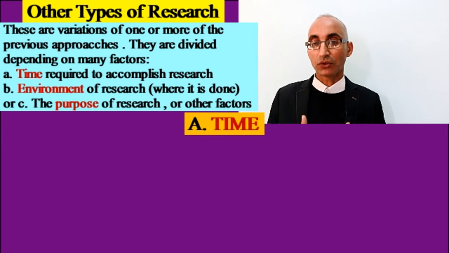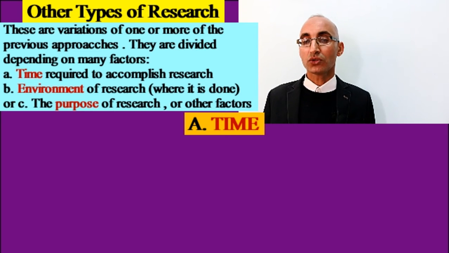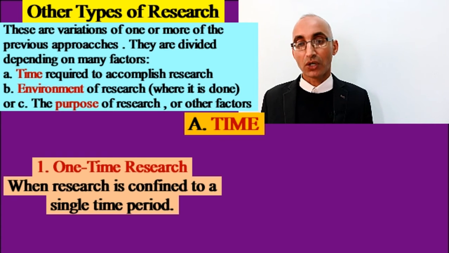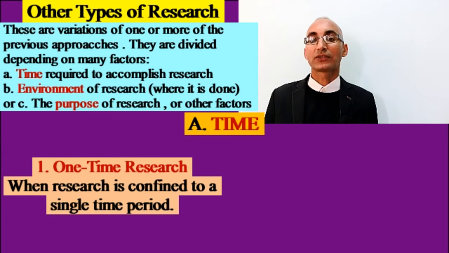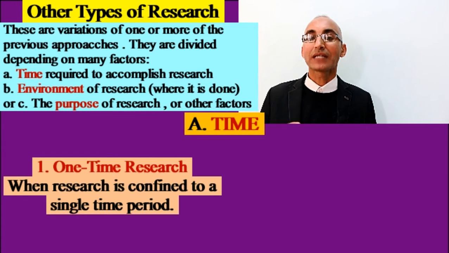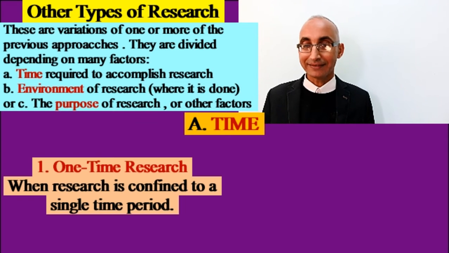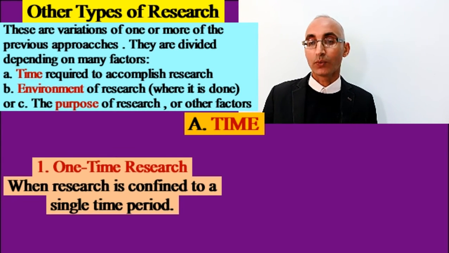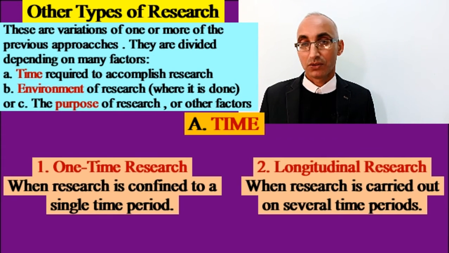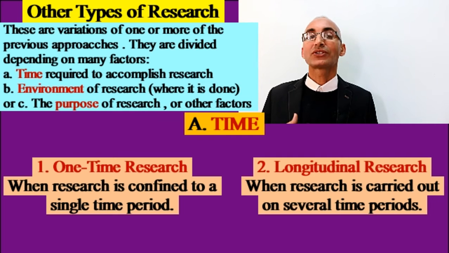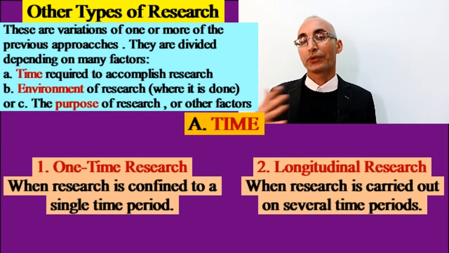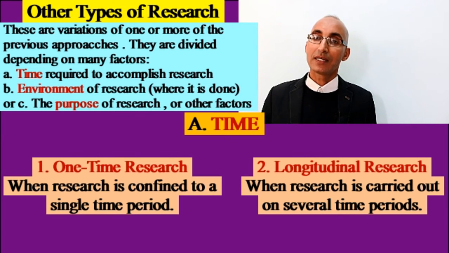Regarding the point of time in research, we can divide research into two major types. One-time research, where the research is confined to a single time period. It is carried out during a single time period. Whereas longitudinal research is carried out over several time periods. Clear, several time periods and not one time period.